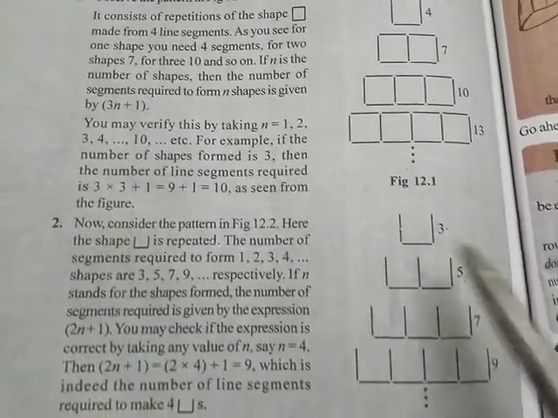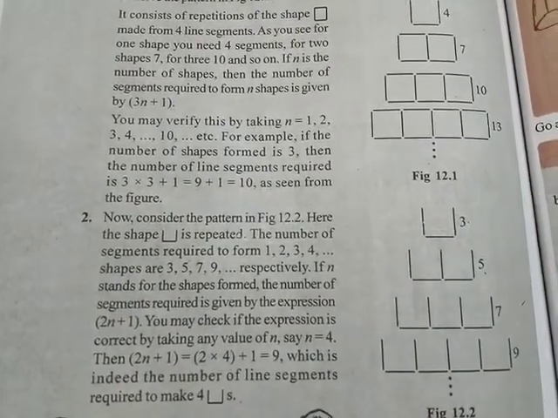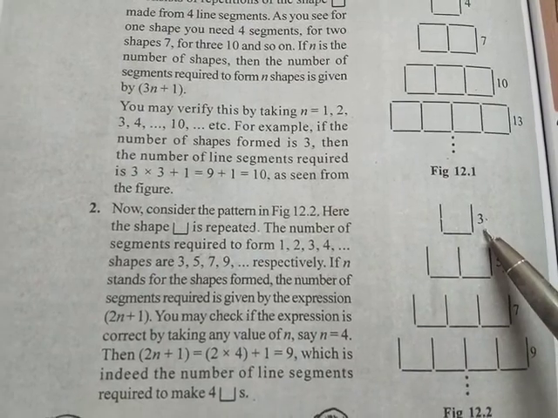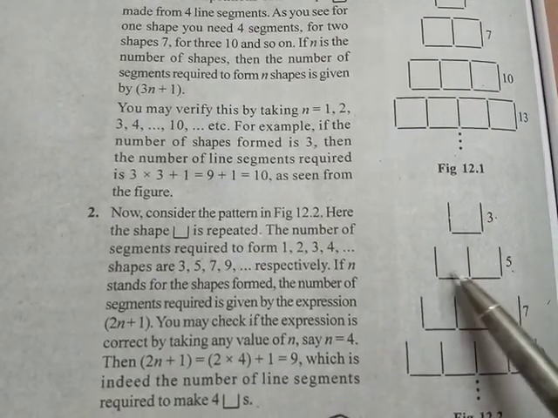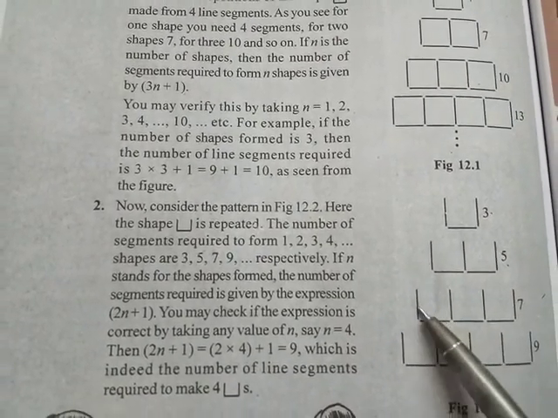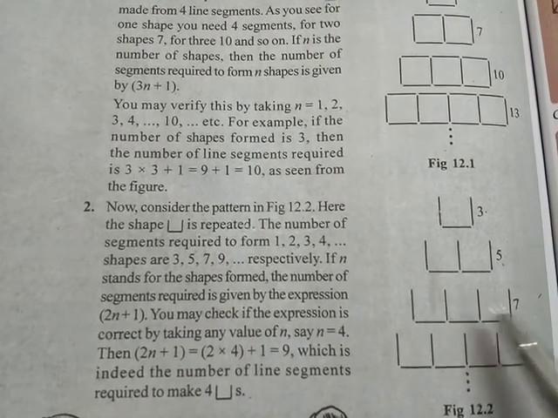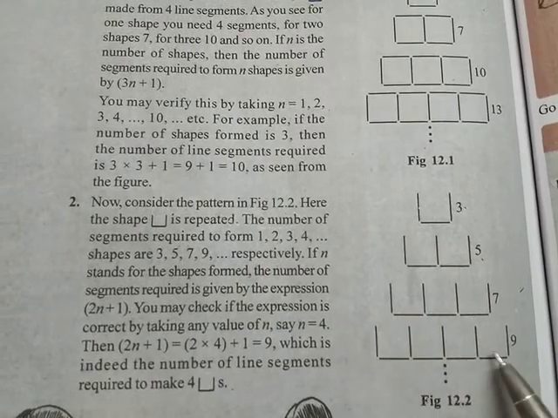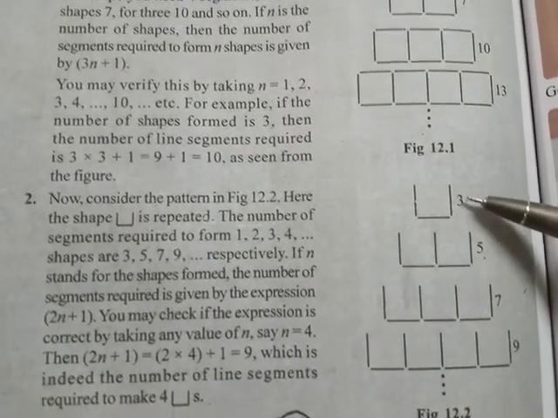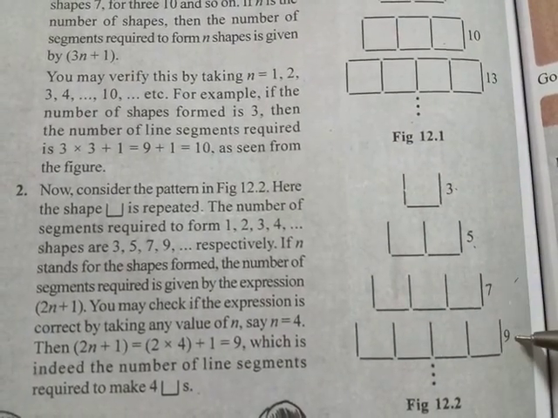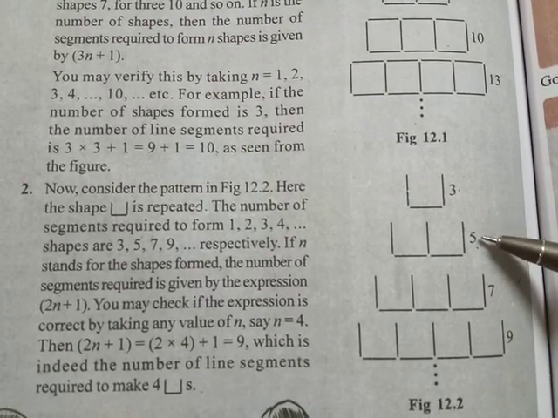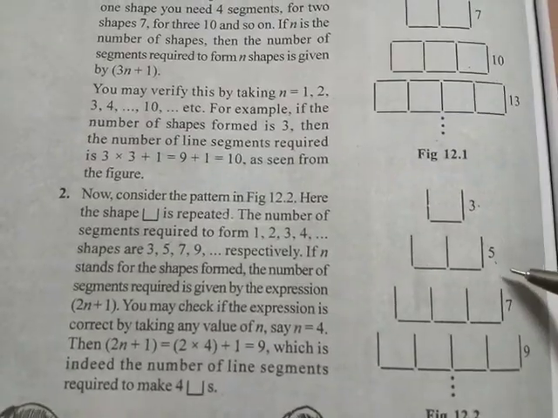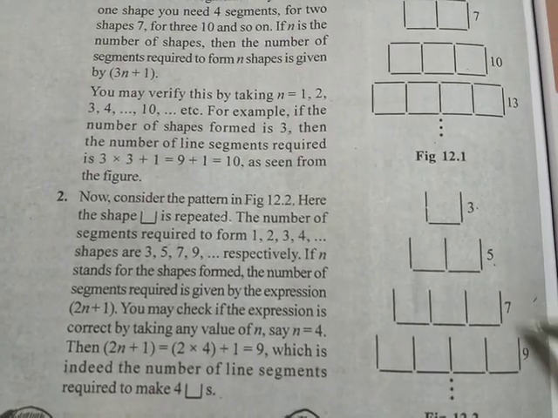Next we have a figure, that is an open figure, in which you require 3 segments for 1 figure, 5 segments for 2 figures, 7 segments for 3 figures, and 9 segments for 4 figures. Now if you observe the 3, 5, 7, 9, what is the difference? 2, 2, 2. The difference between 3 and 5 is 2, 5 and 7 is 2, and 7 and 9 is 2.